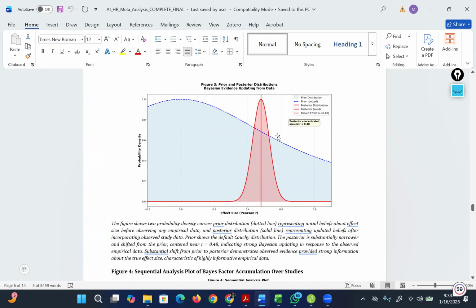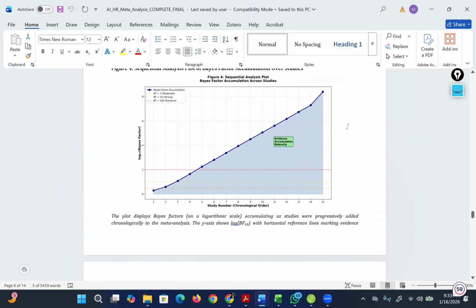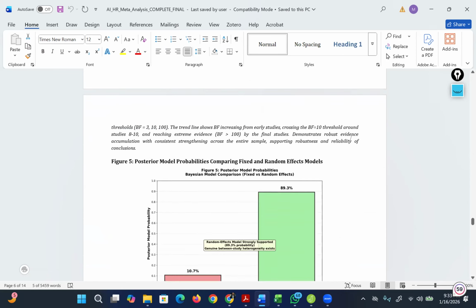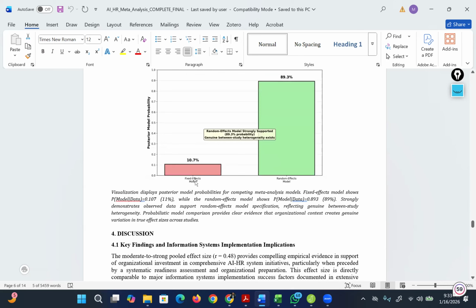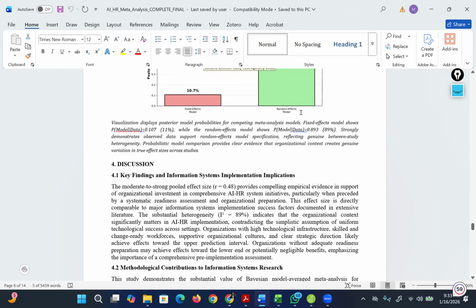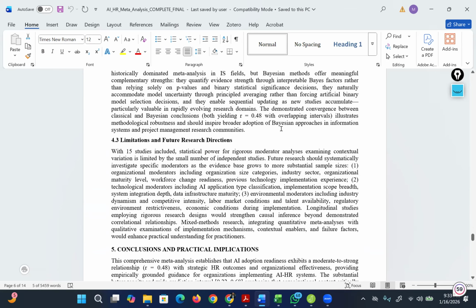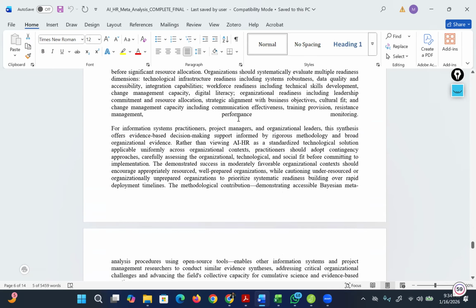Bayesian distributions are also given over here. This is a Bayesian evidence distribution, which I will explain to you. So for fixed effect model and random effect model, you see 90% of cases people use the random effect model in their studies. Just now I told you, right? 90% of cases the random effect model is used, 10% of cases the fixed effect model is used, which is also in my findings, it shows that, right? So that I also explain here, the discussion part, and then I conclude on practical implication.